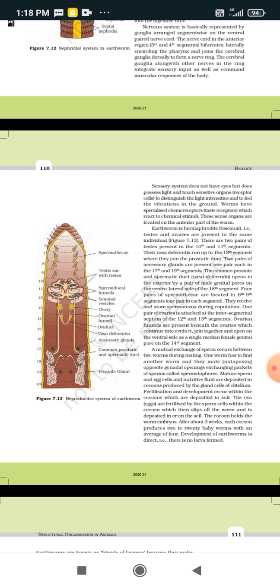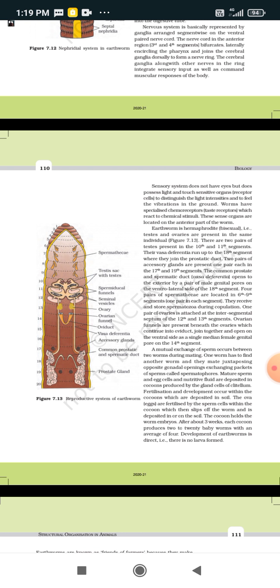Mature sperm and egg cells and nutritive fluid are deposited in the cocoons produced by the gland cells of the clitellum. In these cocoons, fertilization and development take place, and these cocoons are deposited in the soil. The eggs are fertilized by the sperm cells within the cocoon when it slips off the worm and is deposited in or on the soil.